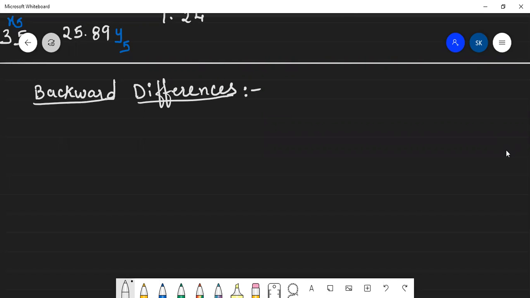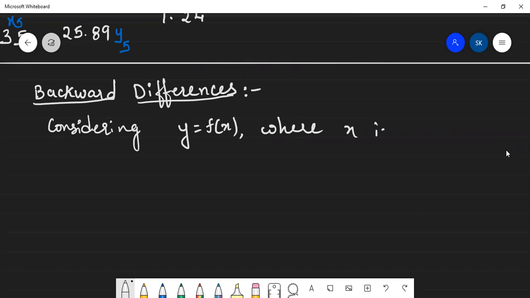So now we'll get to know about backward differences. What all do I need to construct my backward differences? First I need a function. So I'm writing, considering y equal to f of x, where x is an independent variable, y is dependent variable. Right? Next, I need the values.